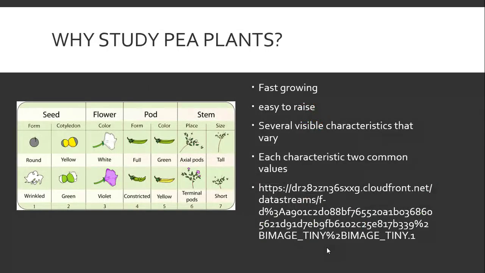He chose pea plants because they are fast growing, they are easy to raise, they have visible characteristics that vary, and each characteristic has two common values. So he looked at pea plants and he said, okay, they have white and purple flowers, they have yellow or green seeds, those seeds can be wrinkled or round. He had two traits for everything.